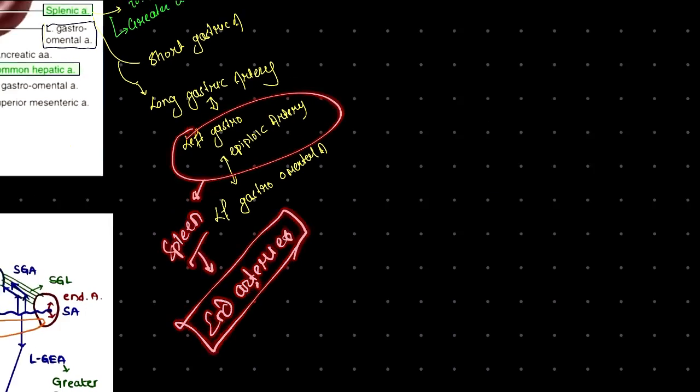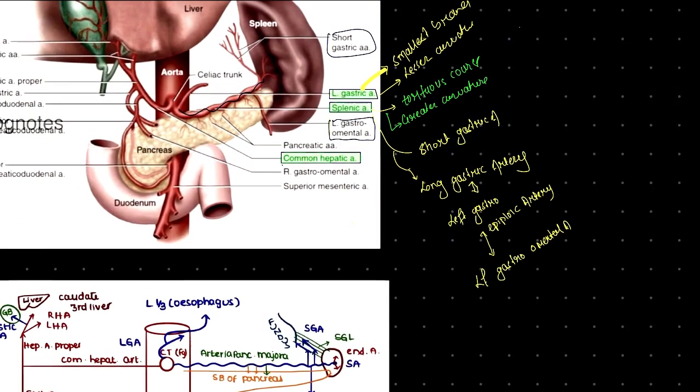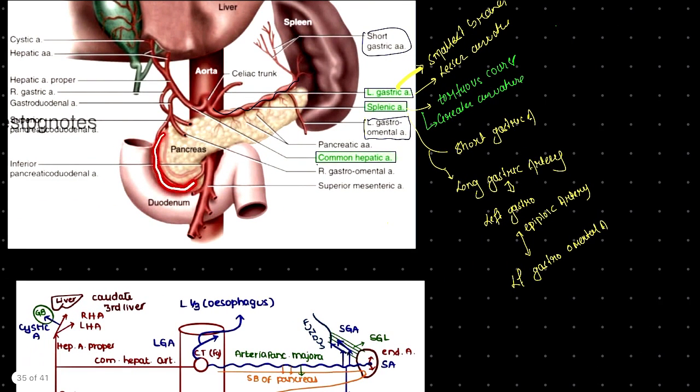The splenic artery will also supply the body and tail of the pancreas. As you can see, this is our pancreas. The splenic artery is moving on the surface of the pancreas in a tortuous way, so we can see these are also supplying the tail and the body of the pancreas.